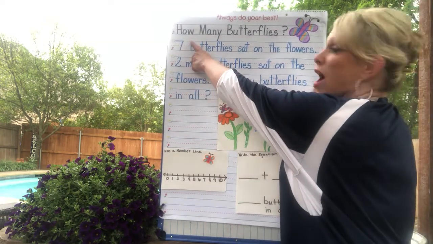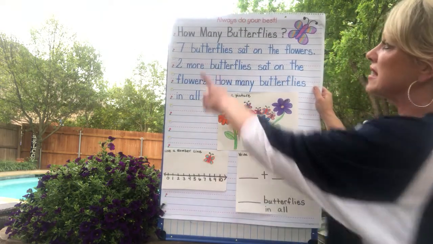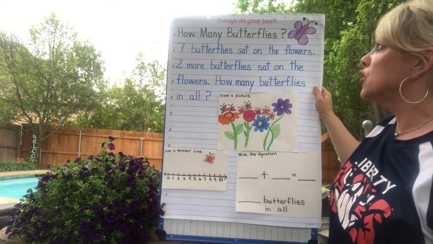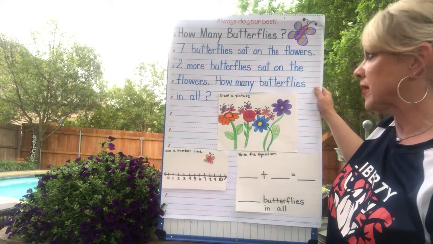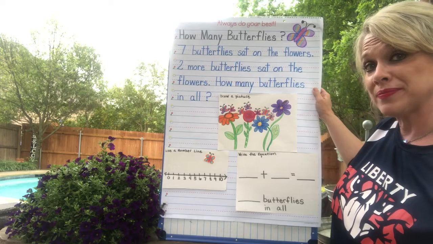The question at the top says, how many butterflies? 7 butterflies sat on the flowers. 2 more butterflies sat on the flowers. How many butterflies in all?